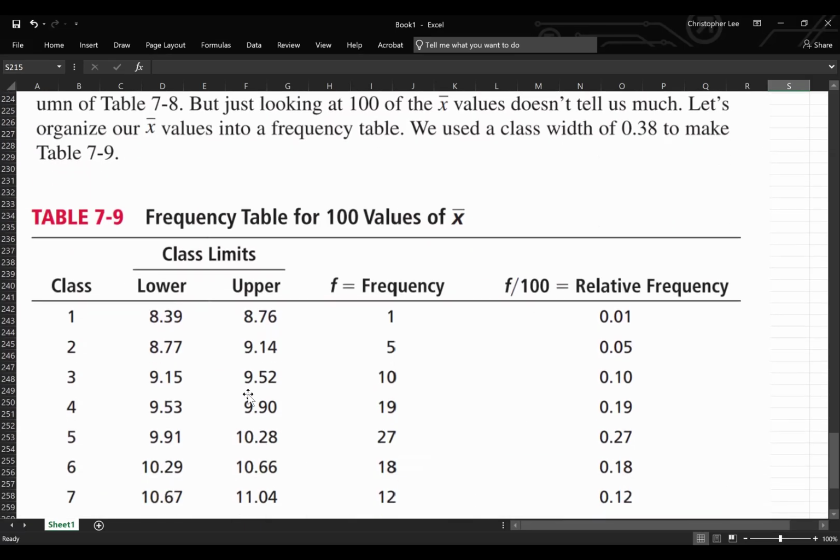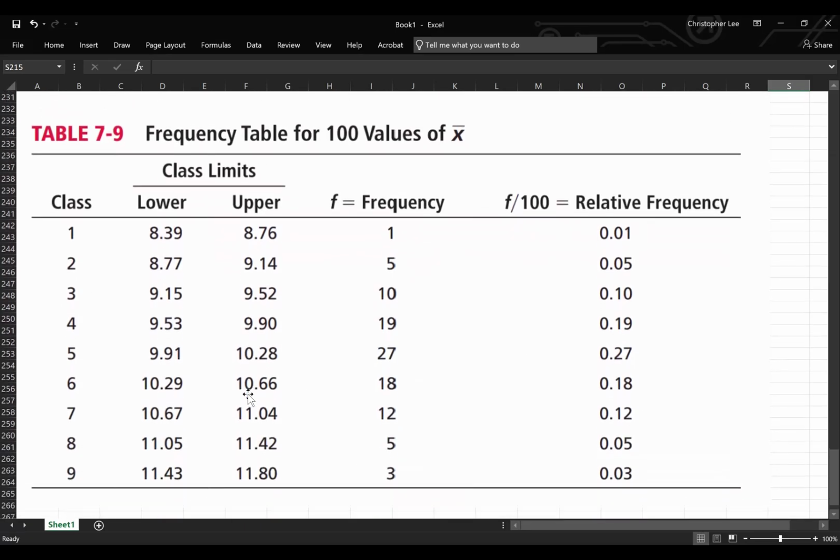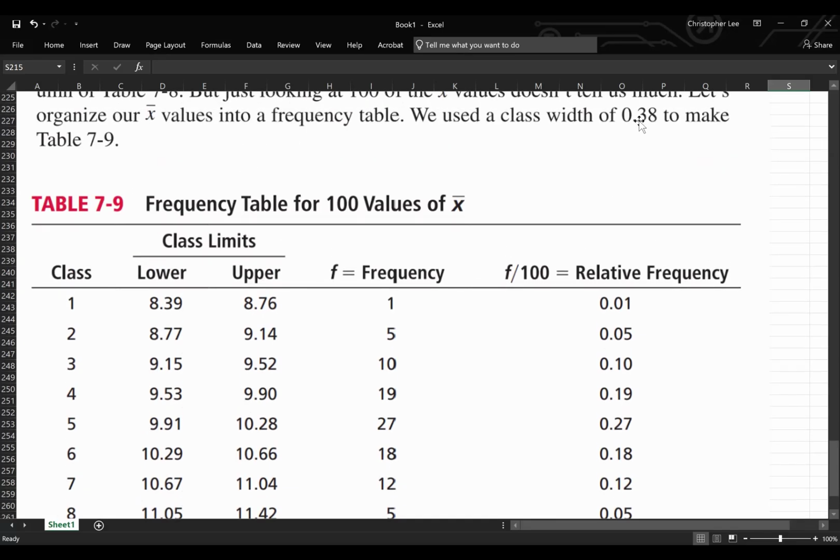So here's the table that we got here. We have one, two, three, four, nine classes. Our smallest mean is 8.39, and then we have our class width of 0.38. So that's how we get to each next class. And then we subtract one from each one to get the upper limits.